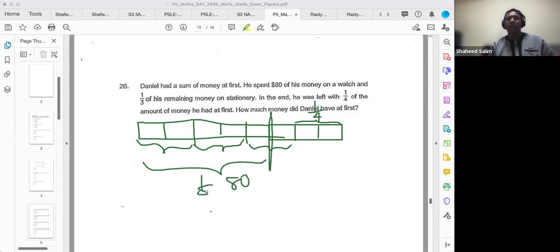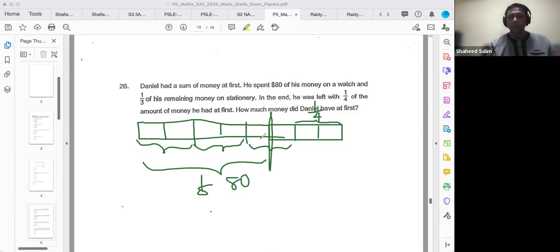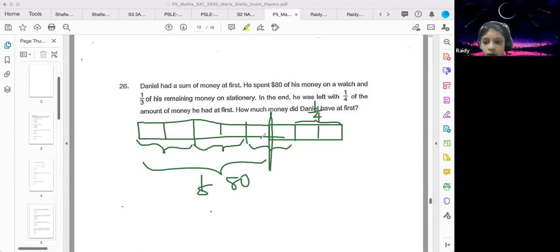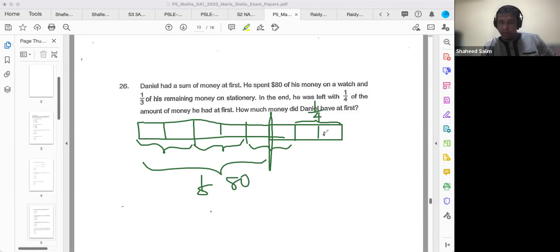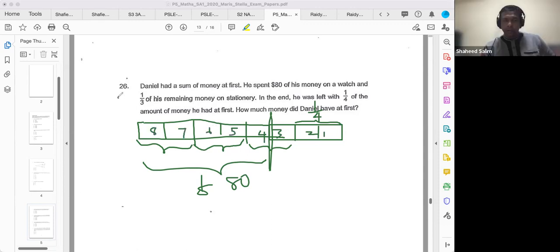You can solve it now? Why you cannot? Can lah. You find out $80 how many units? One unit how many? They ask how much money he has at first. You can do it, mister. Is 1 unit 16? 1 unit 16, absolutely well done. So how many units you have at first altogether? 1, 2, 3, 4, 5, 6, 7, 8. Yeah. So this one I must create more.